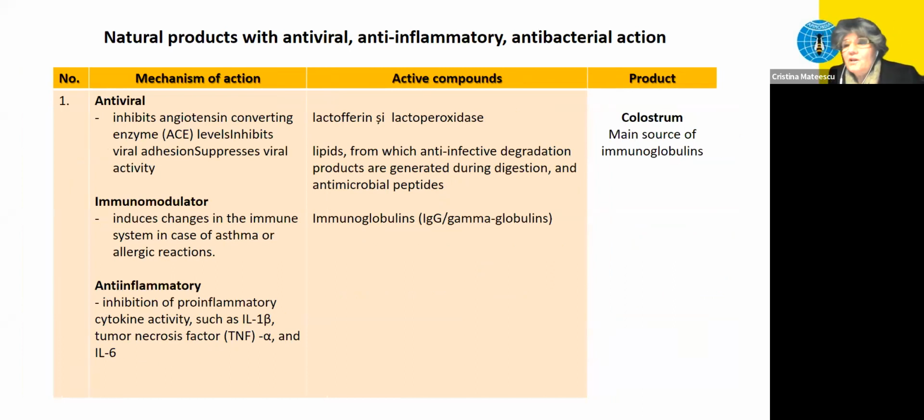Colostrum, we all know this very, very precious product that we got from our mothers with the first milk that we suck. So colostrum is the main source of immunoglobulins, and with it, we start our life with the best nutrition. Colostrum shows antiviral, immunomodulatory, and anti-inflammatory activity, and the main active compounds are lactoferrin and lactoperoxidase, as well as lipids from which anti-infective degradation products are generated during digestion, and antimicrobial peptides. These are very small peptides, very active, but very important are the immune globulins, IgG, the gamma globulins.